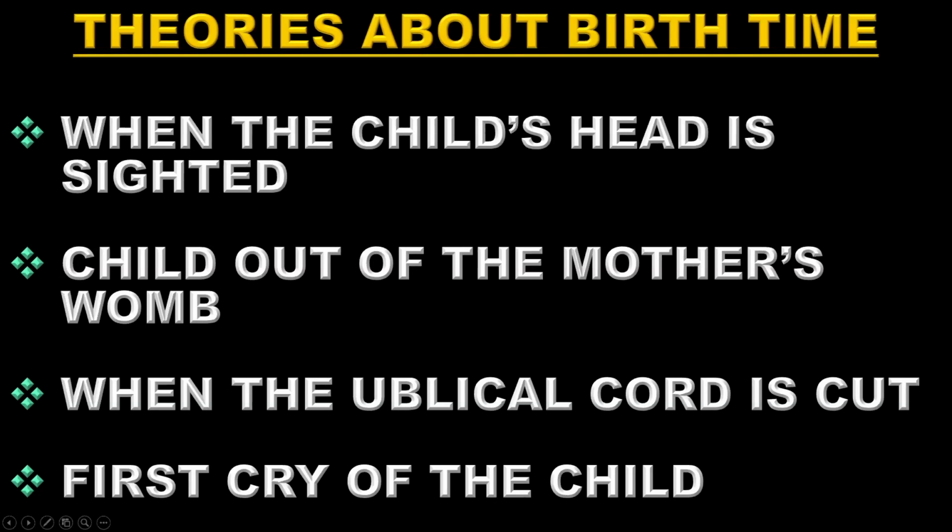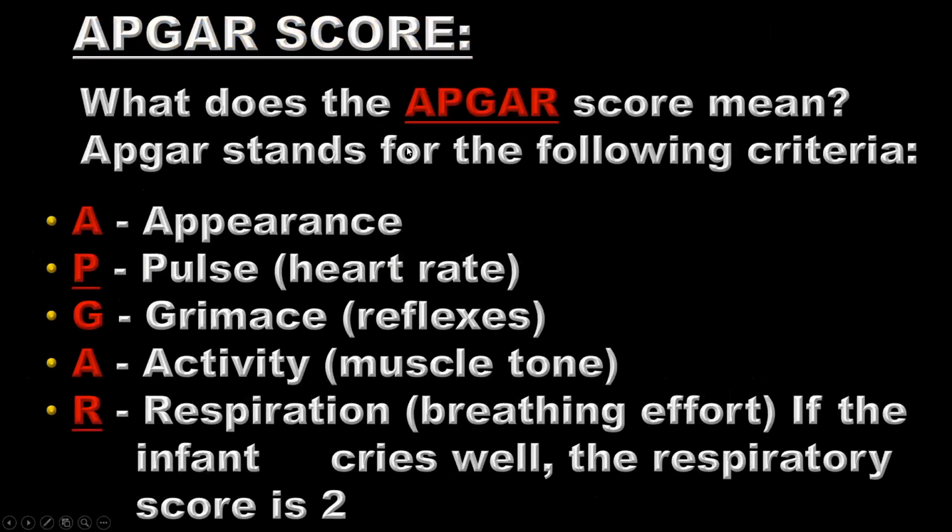This first cry of the child is the criterion for the child having come to life, which is one thing. And also it is medically admissible. There's a test for the child having come to life. So what does the Apgar score mean in medical terminology? When a child is born, immediately the nurses will come with the chart and do it within 1 minute. All these readings they take and then analyze them.